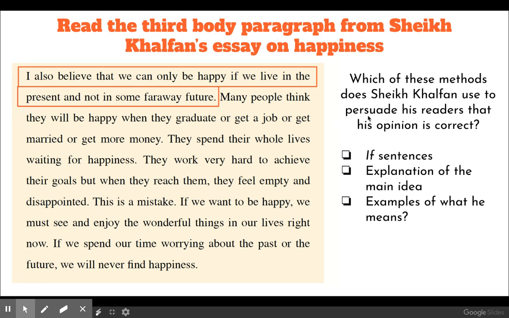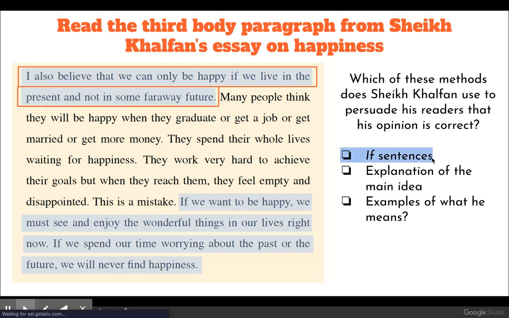So again, Sheikh Khalfan is trying to get me and you, the reader, to agree with this opinion that we can only be happy if we live in the present. And he uses these three methods. And let's see if we can find them. So the first thing we're going to look for is if sentences. Can you find any? That's right, there they are. So we have an if sentence here as our topic sentence. If we live in the present and not some faraway future, we can be happy. And then he uses two more if sentences here at the end.